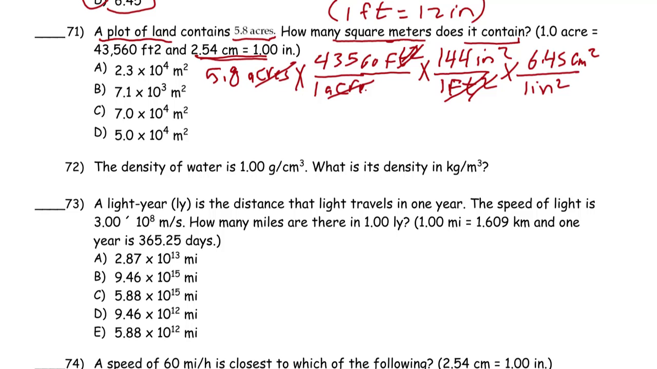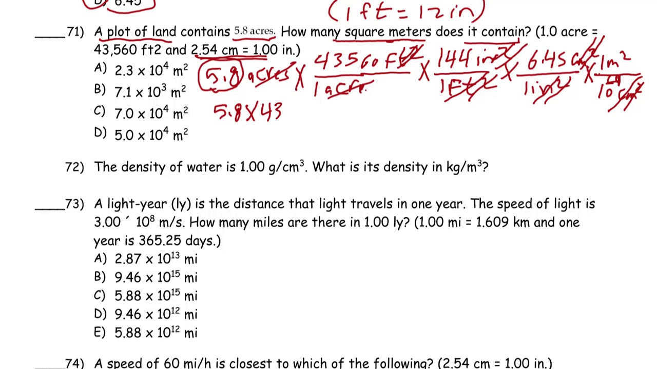square centimeters. And we need the last one, from square centimeters to square meters. You know 1 square meter equals 10 to the power 4 square centimeters, because 1 meter equals 10 to the power 2 centimeters. Centimeter squared goes with centimeter squared. Inch squared goes with inch squared. So we need to multiply 5.8 times 43,560 times 144 times 6.45 over 10 to the power 4.